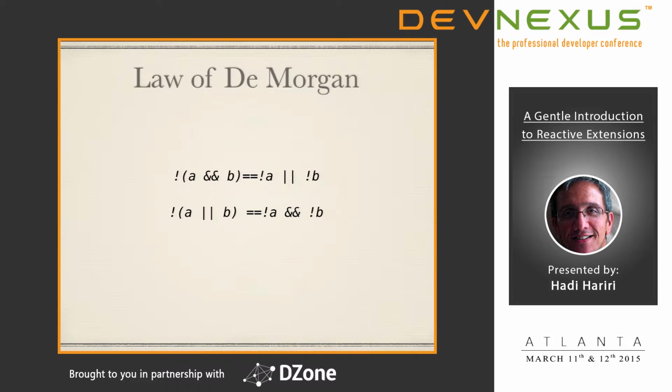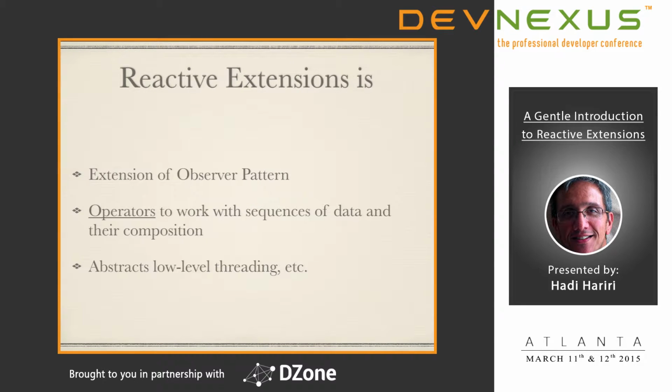A simpler example of duality is De Morgan's law, which I'm sure you're all familiar with. The negation of A and B equals not A or not B, and the negation of not A or not B equals A and B. Those are examples of duality.